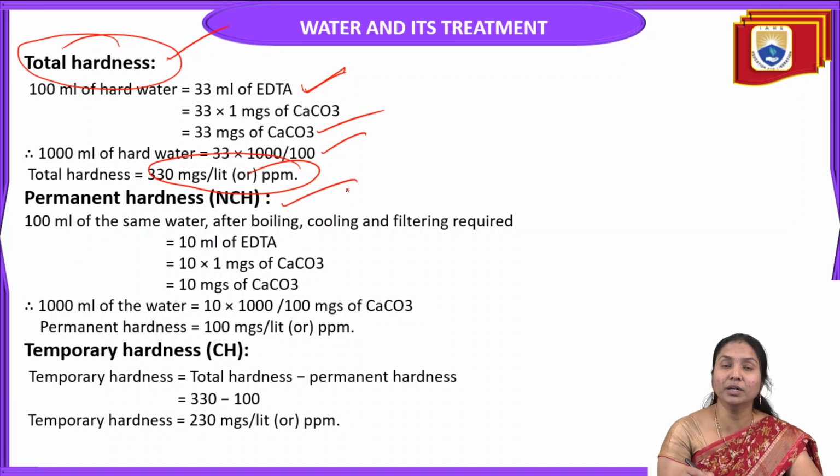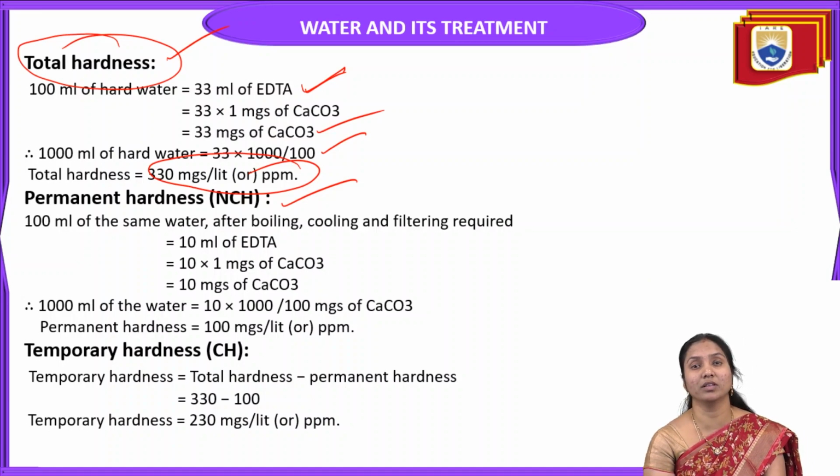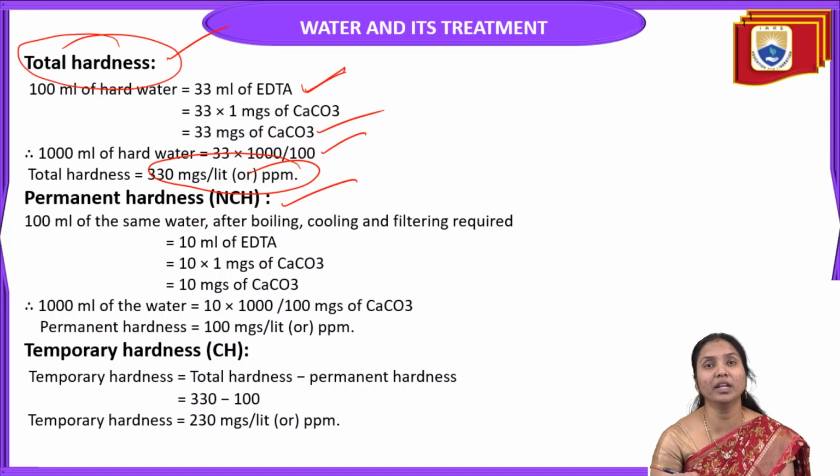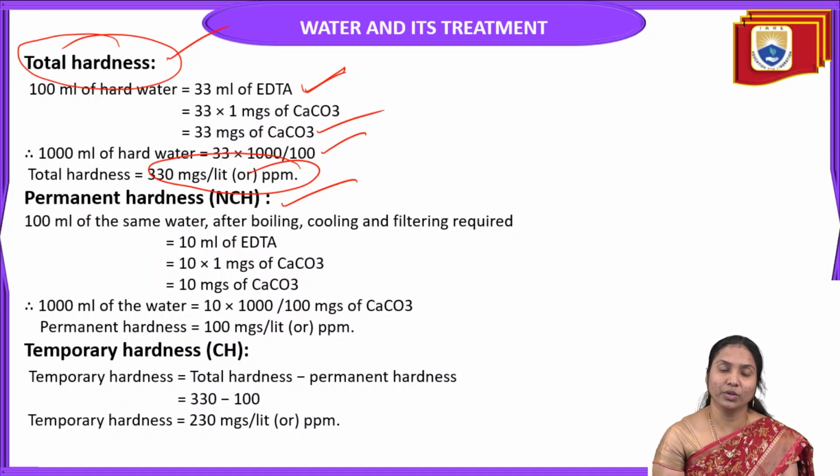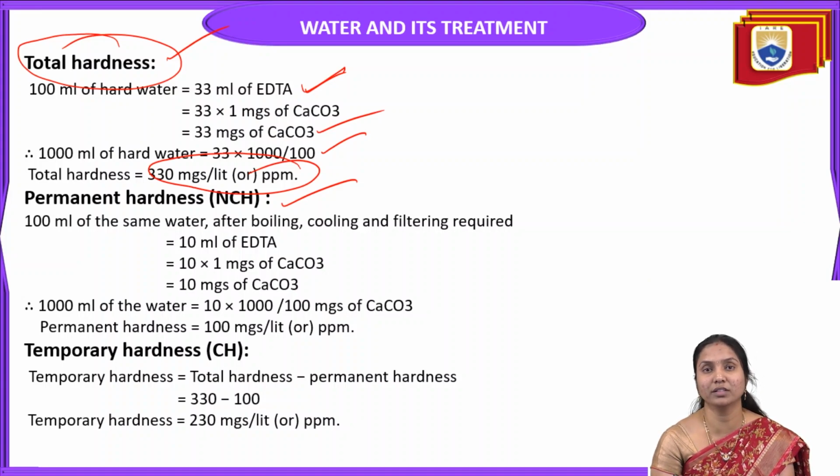Next, we'll calculate the permanent hardness of water. Permanent hardness is non-carbonate hardness, which remains after we remove the temporary hardness causing salts. What are the temporary hardness causing salts? Calcium and magnesium bicarbonates. How can you remove them? By boiling.